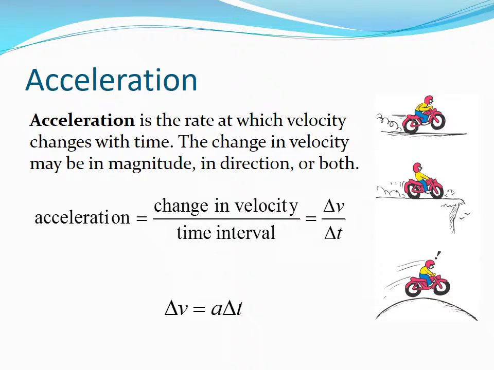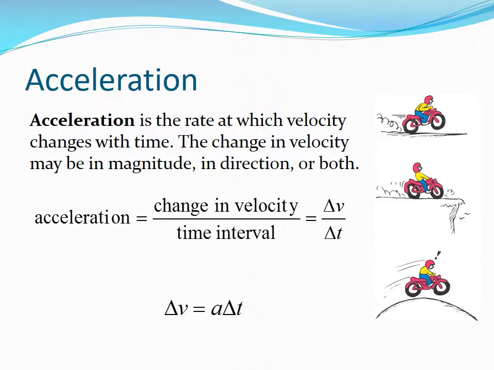Acceleration is the rate at which velocity changes with time. We define acceleration as the change in velocity divided by the time interval over which the change occurs. It is delta V divided by delta T. Rewrite our basic equation as delta V equal A times delta T.